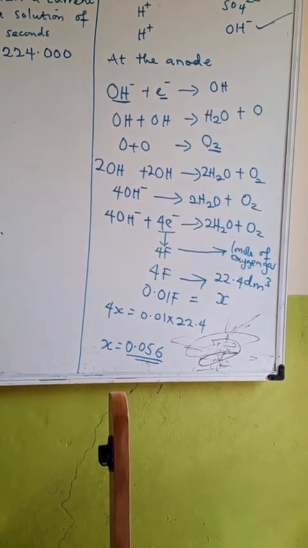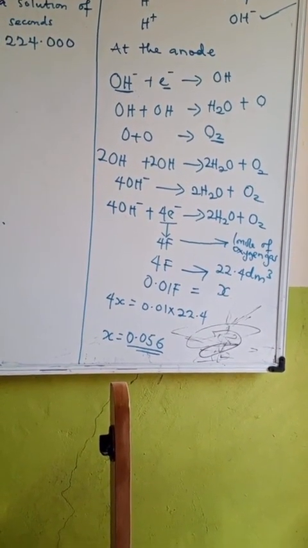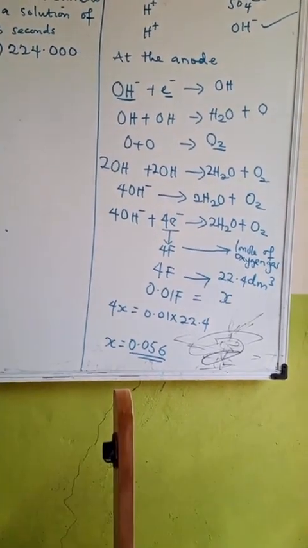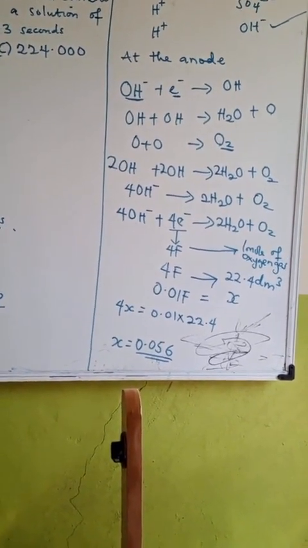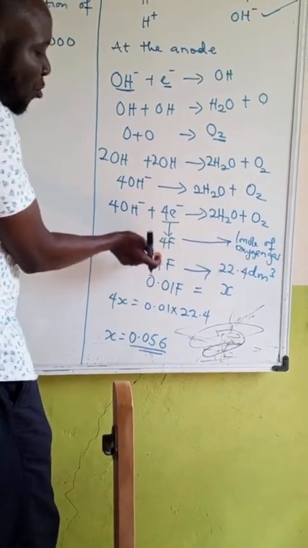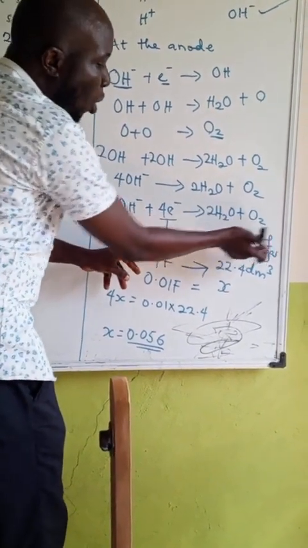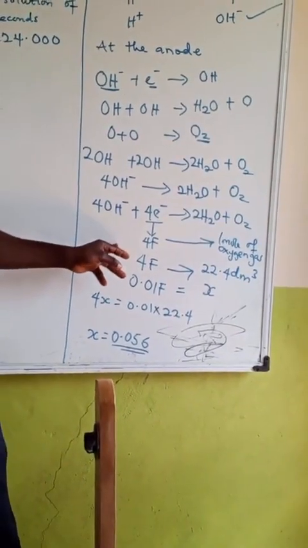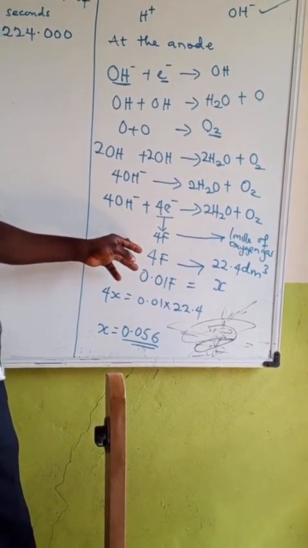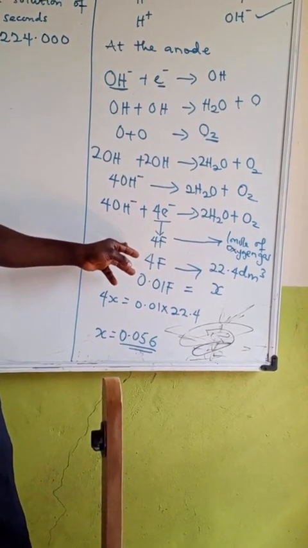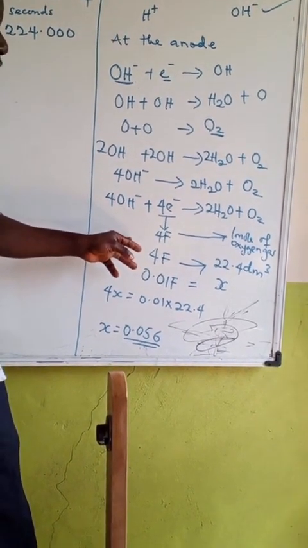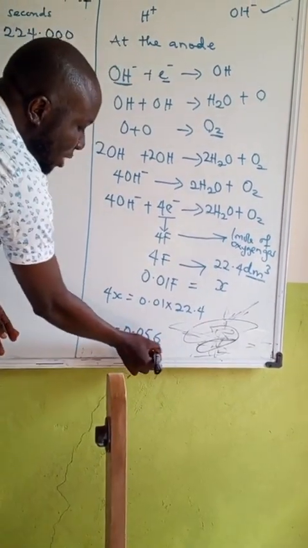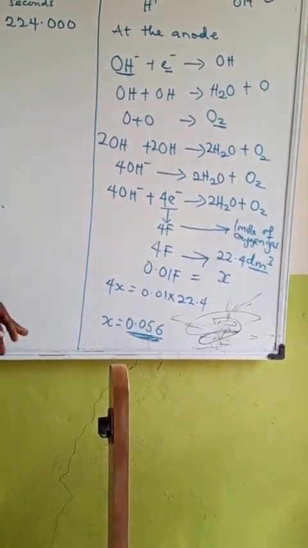But this 0.056 is what? Is it in dm cube or in cm cube? This is where the trap comes in. Are you getting it now? Here, I said 4 farad will be equivalent to 1 mole of oxygen gas. Then I say 1 mole of any gas, not only oxygen this time around, at STP, will occupy a volume of what? 22.4 dm cube. The unit here is dm cube. So the unit here will also be dm cube.